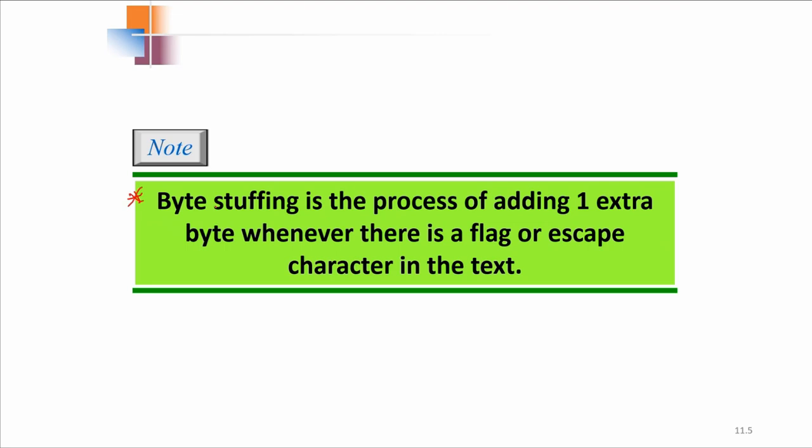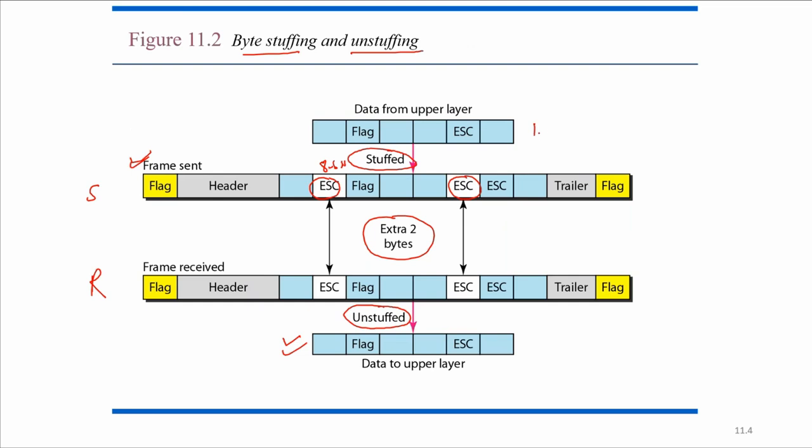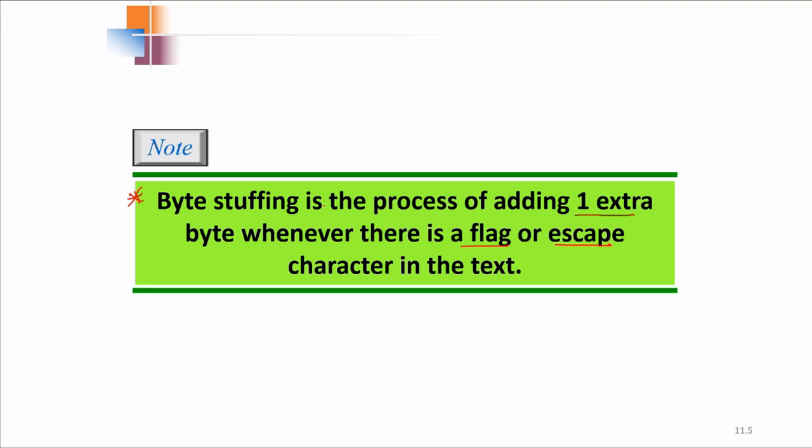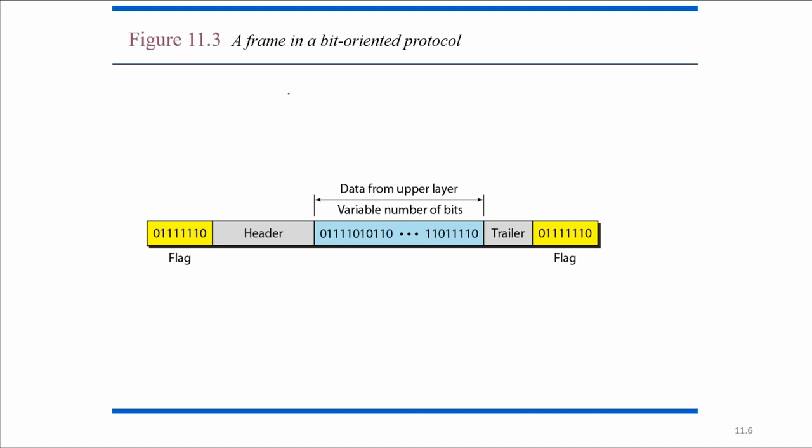The point here is that byte stuffing is the process of adding one extra byte whenever there is a flag or escape character in the text. So whenever there is an escape or a flag in the data, an extra escape is added near it. This is how byte stuffing is done. In destuffing or unstuffing, these extra bytes are removed. This is the process.